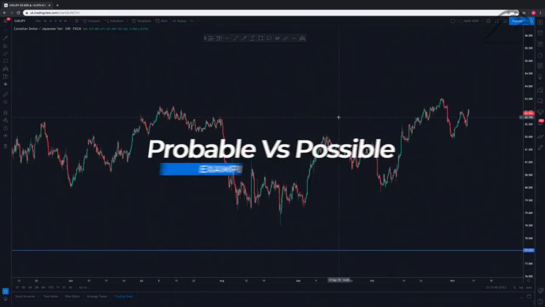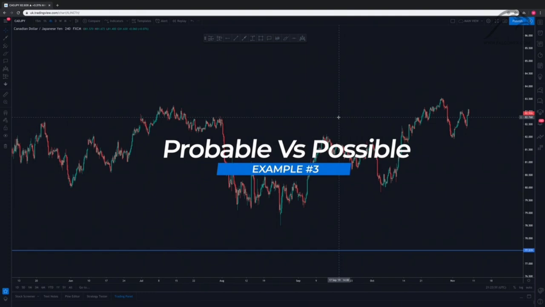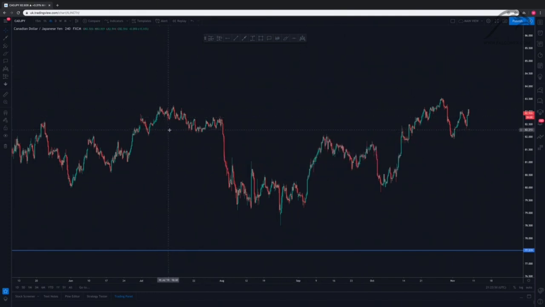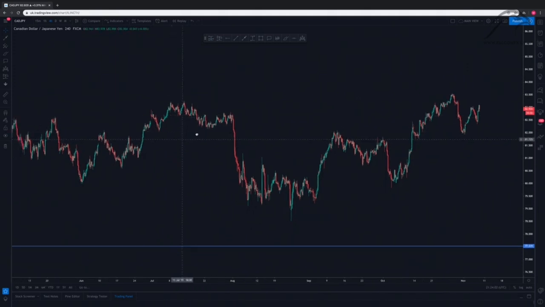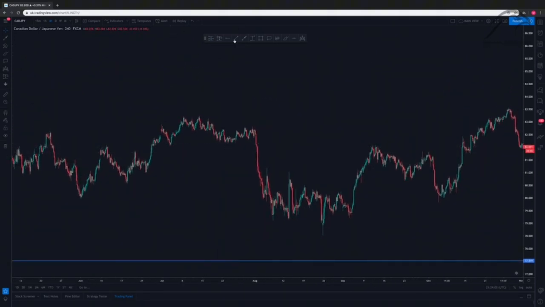So to finish off with the last example, we're going to take a look at CAD yen. Now at the original part of this clip, I spoke about the lesson where I drew the ascending channel and looking at the ascending channel with the third touch being the probable and the possible with the double top. Now let's take a look at that in price action. So here we have CAD yen. Let's take a look at this structure. We were looking at this for a sell setup.